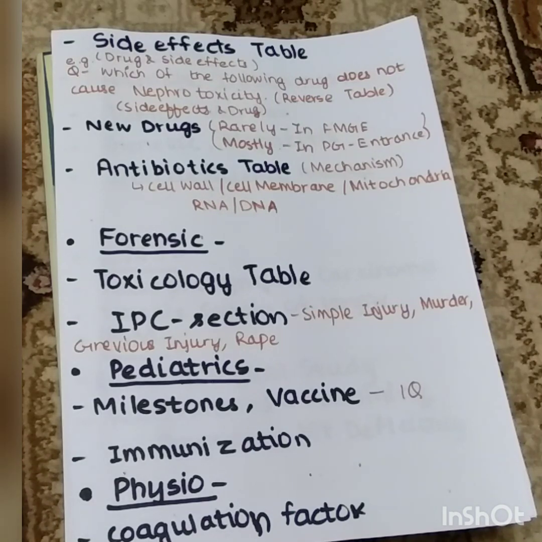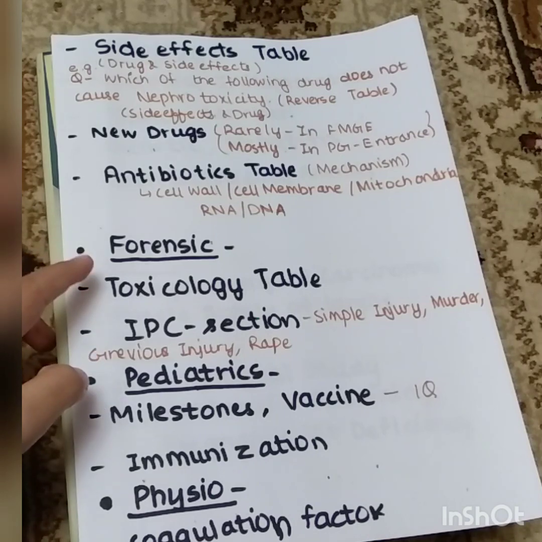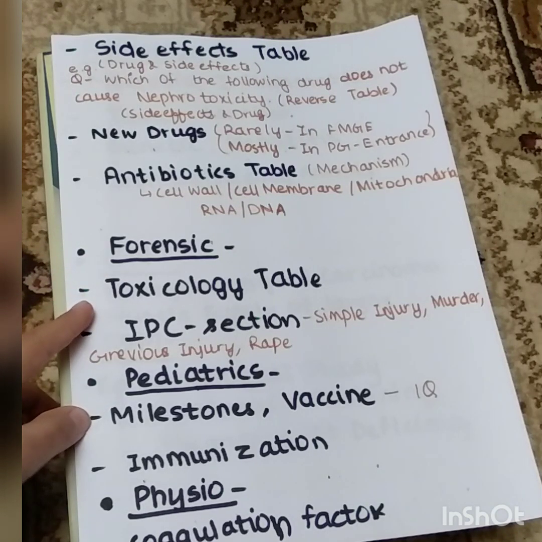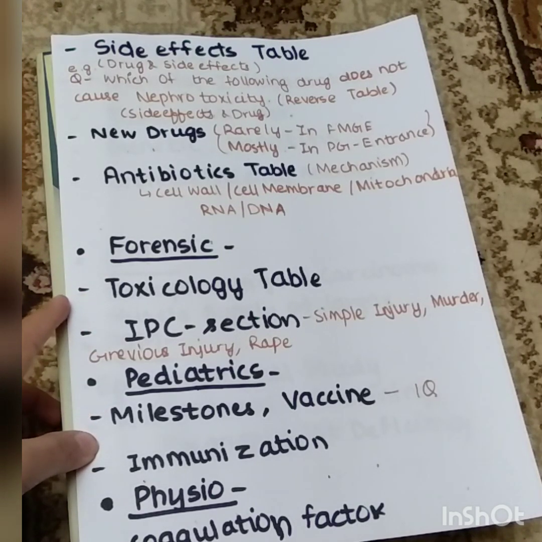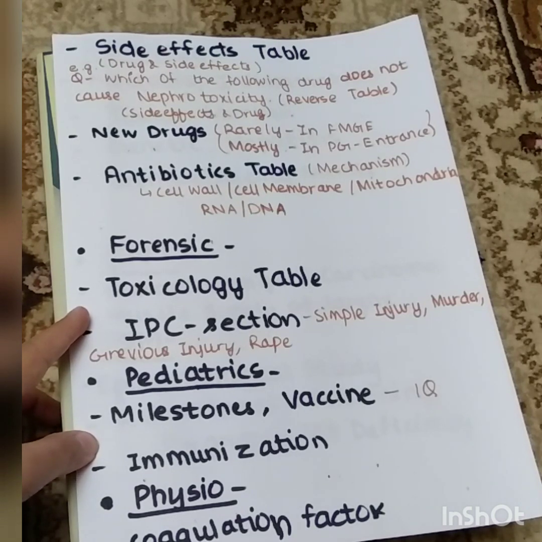Question can be like, which of the following drugs does not cause nephrotoxicity? This is an example. New drugs are rarely asked in FMGE, but mostly asked in PGI entrances. Next is antibiotics table. Its mechanism: cell wall, cell membrane, mitochondria, RNA, DNA.